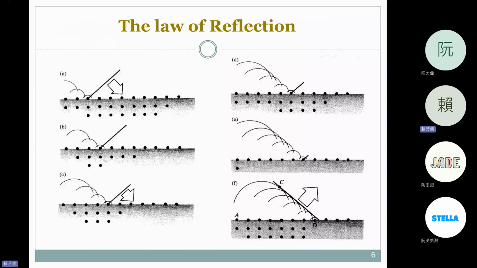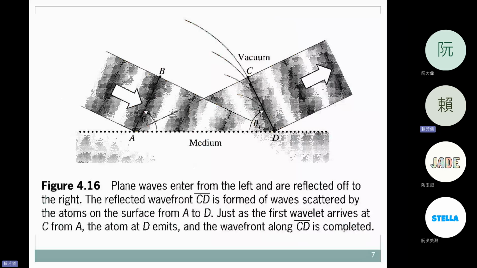Okay, so here Huygens tries to use the wavefront situation to explain the law of reflection, and later we will see how he can use this to explain the law of reflection. But how did he explain the law of reflection? He also used geometry.